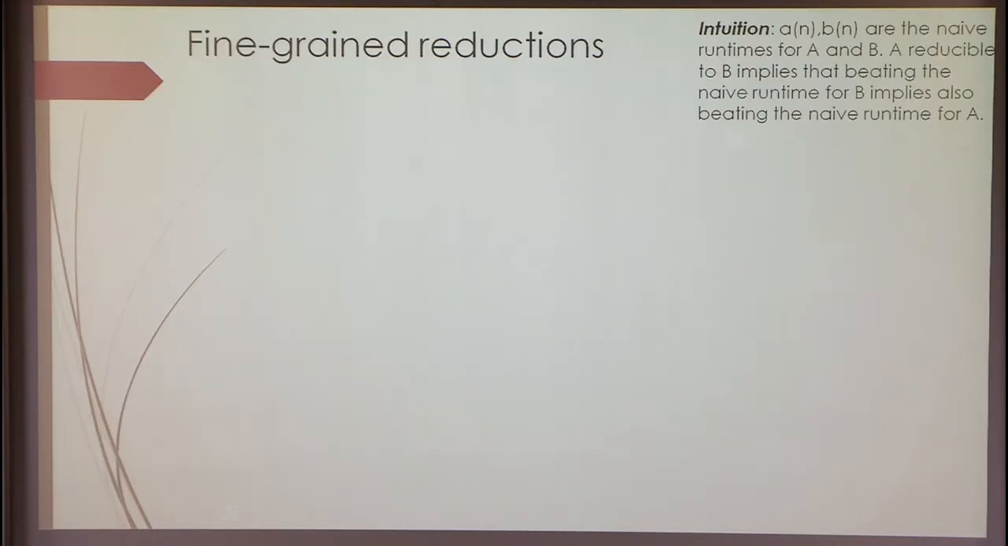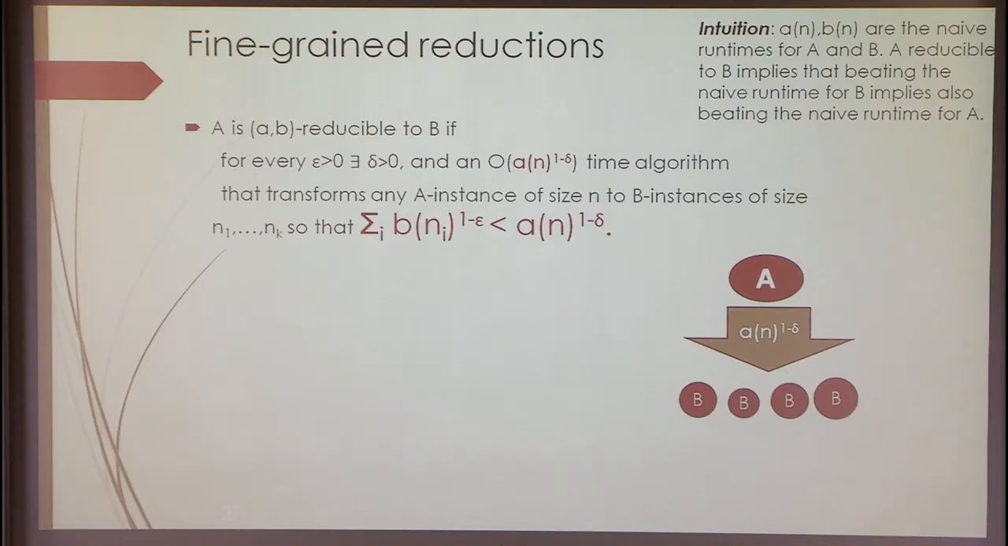So we coined this term fine-grained reduction, which is in line with the title of this program. Okay, so let's start with 2 problems, A and B. Let's say they have some natural algorithms, and the algorithm for problem A runs in little a of n time, and the algorithm for problem B runs in little b of n time. And now we say that A is reducible to B if improving on this natural algorithm for B in a substantial way also implies that you beat the natural algorithm for A. So here's some way to do it, which I think is the natural way.